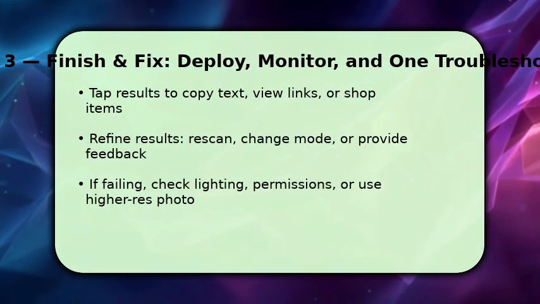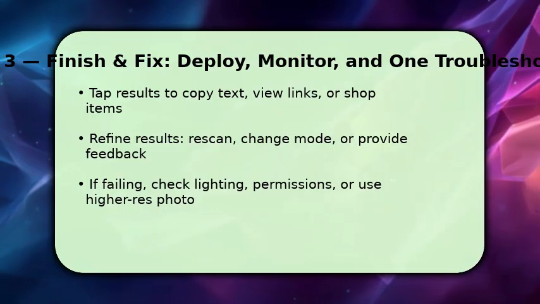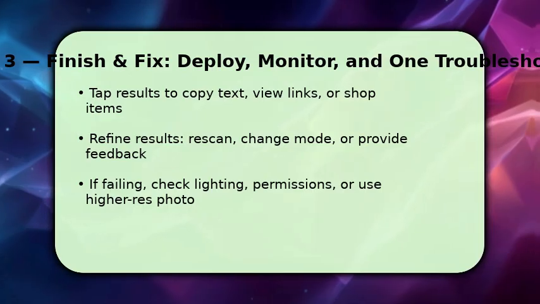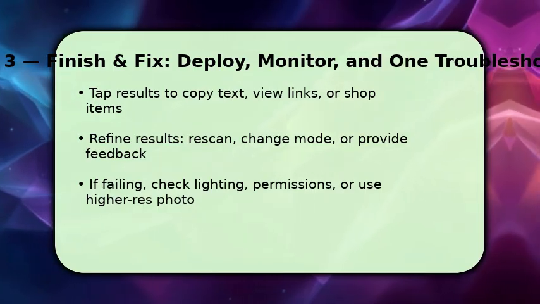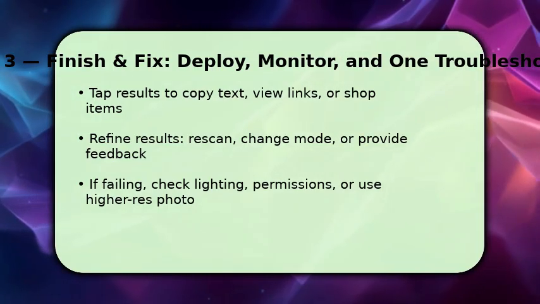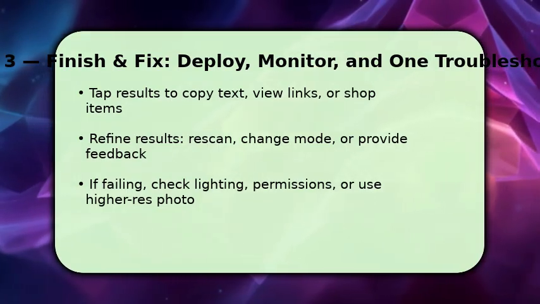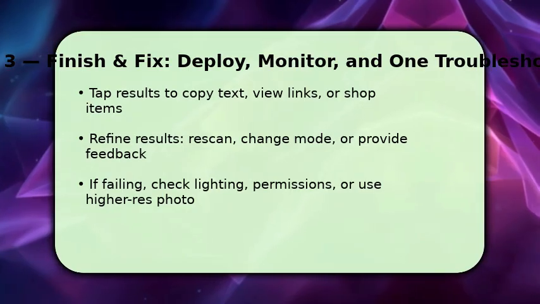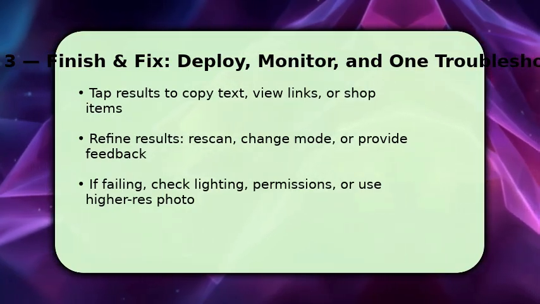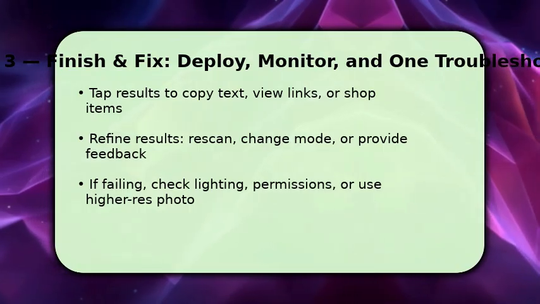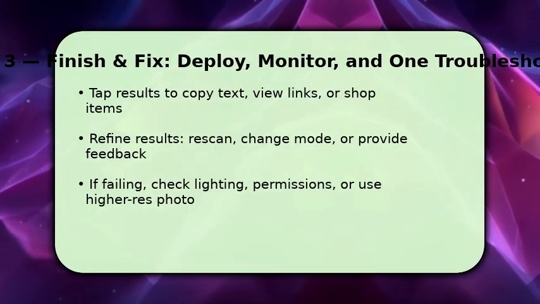You finish by reviewing Gemini's results and taking action. Tap Recognize Text to copy or translate, tap Product Cards to compare prices, or follow links for more details. If the output is off, refine it, rescan from a different angle, switch lens modes, or crop again to isolate the subject. If things still go wrong, check lighting, grant camera permissions, or import a higher resolution photo. These fixes solve most issues.